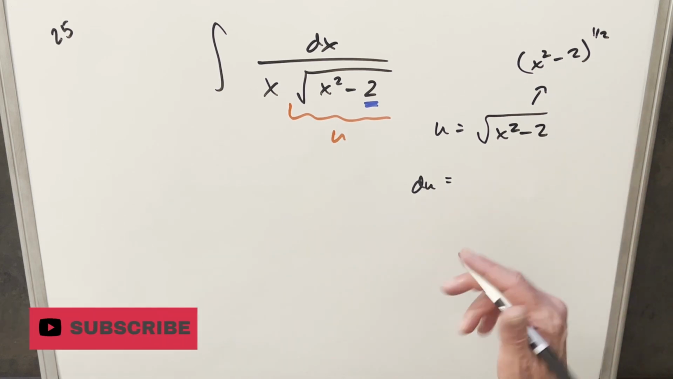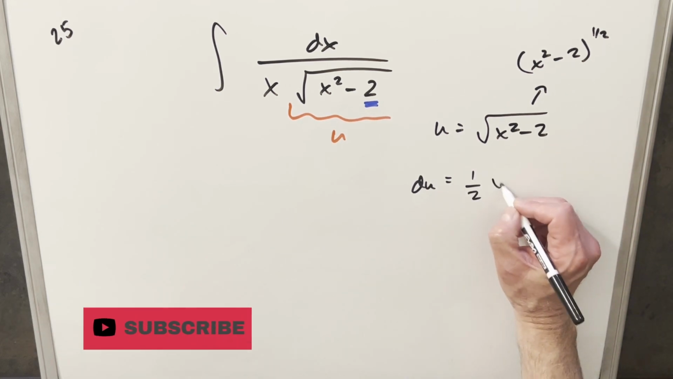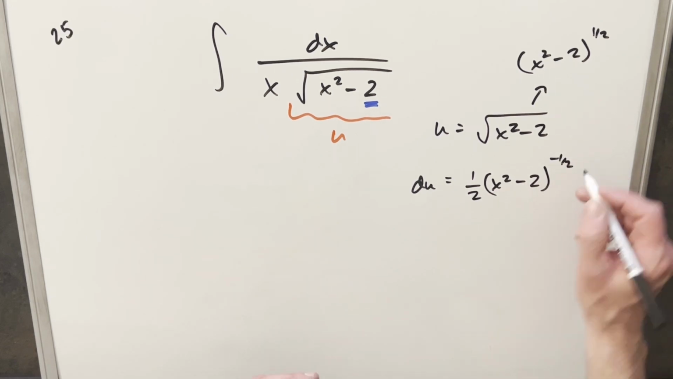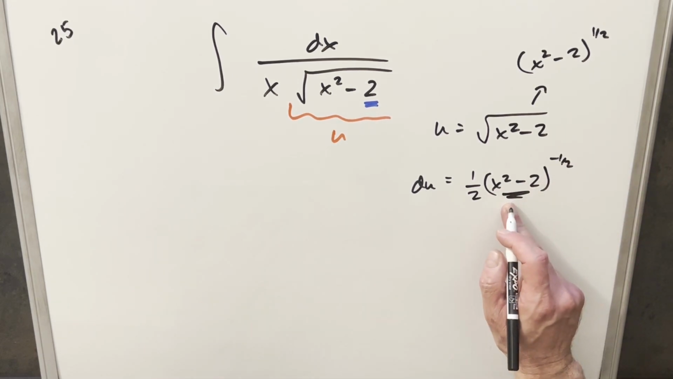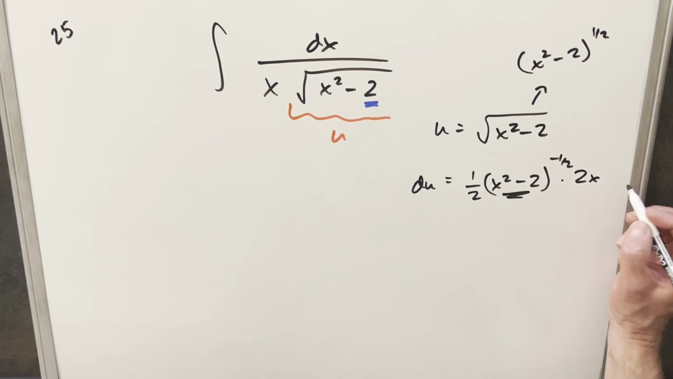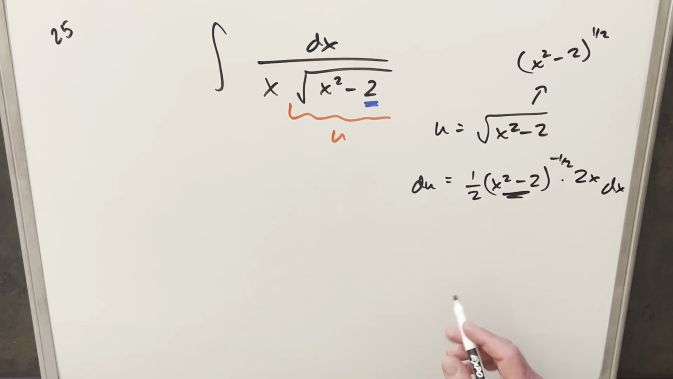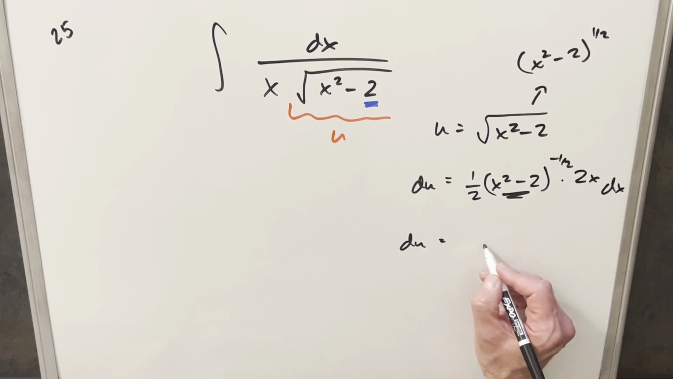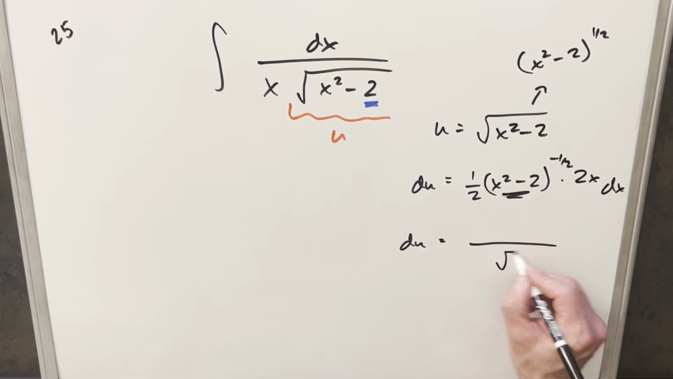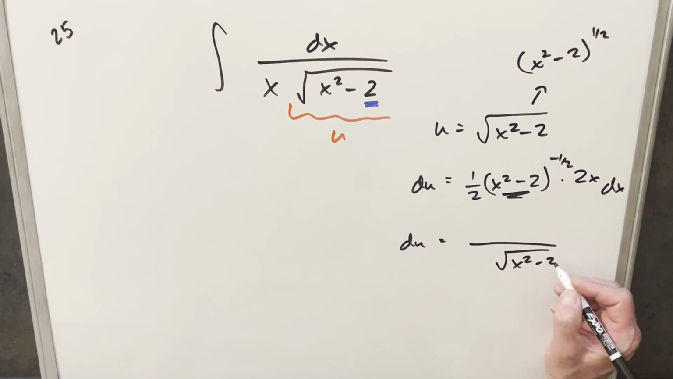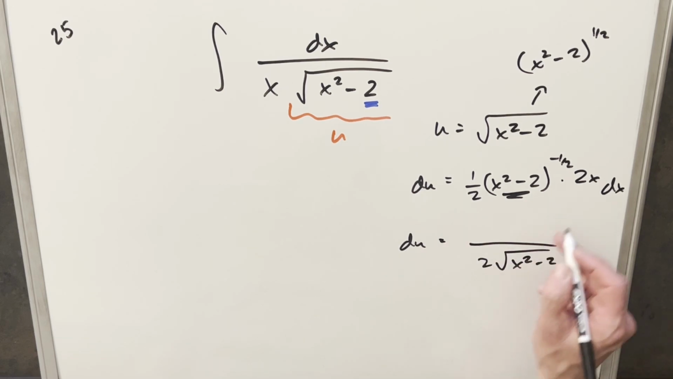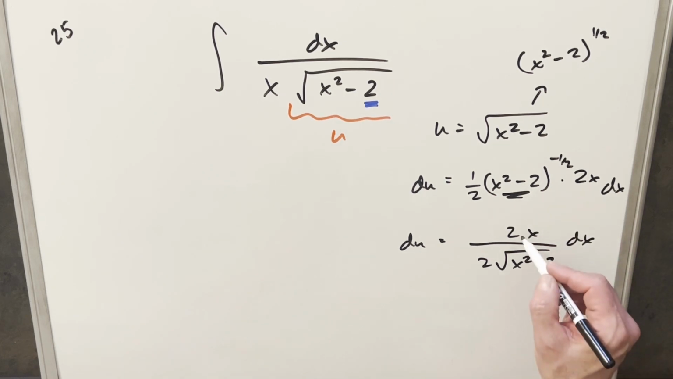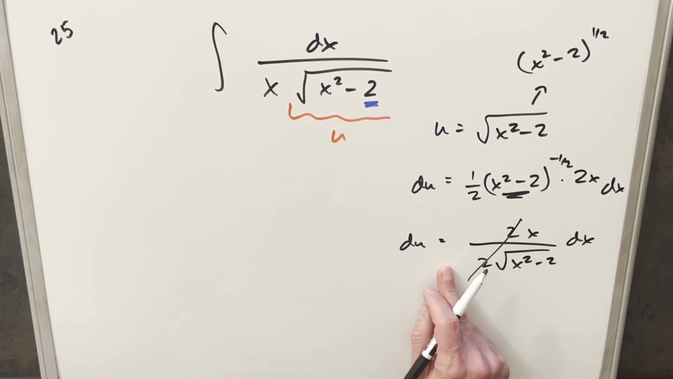Differentiating this first with the power rule, we get 1/2 times x squared minus 2 to the minus 1/2. But then we need the chain rule, and the derivative of what's inside here is going to be 2x dx. Just simplifying this, because we have this as minus 1/2, I can write it in the denominator as the square root of x squared minus 2. We'll have this 2 here, and the numerator becomes 2x dx. Then we can just cancel out these 2's, and this is going to give us our value for du.